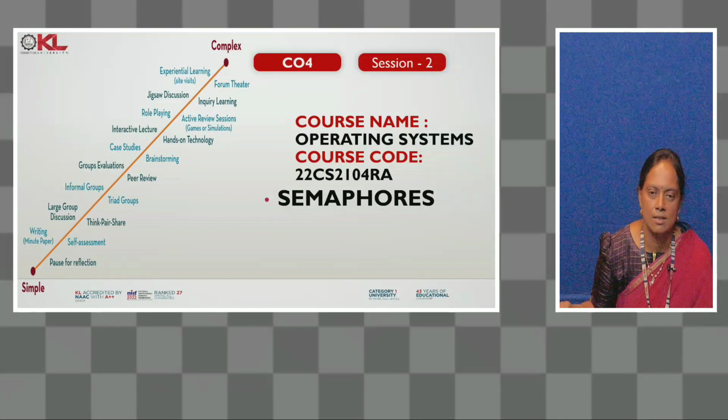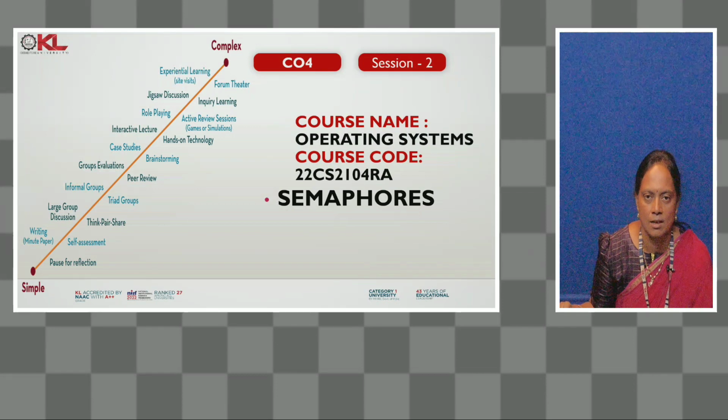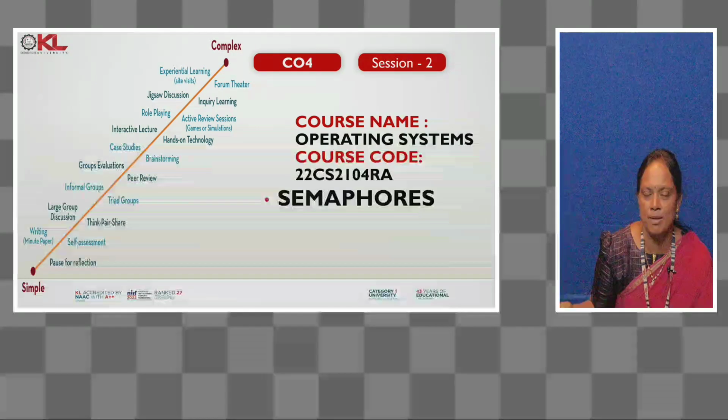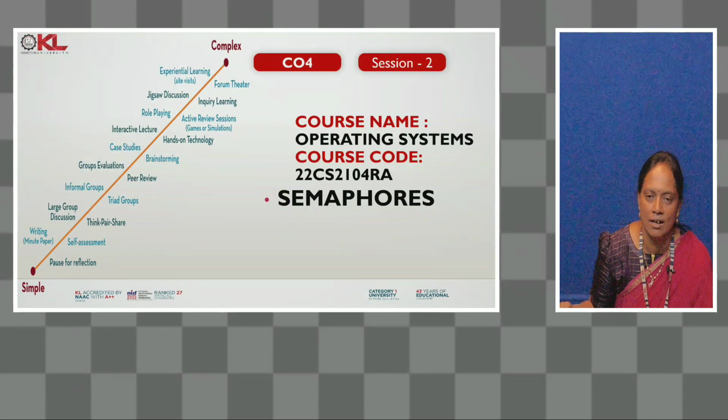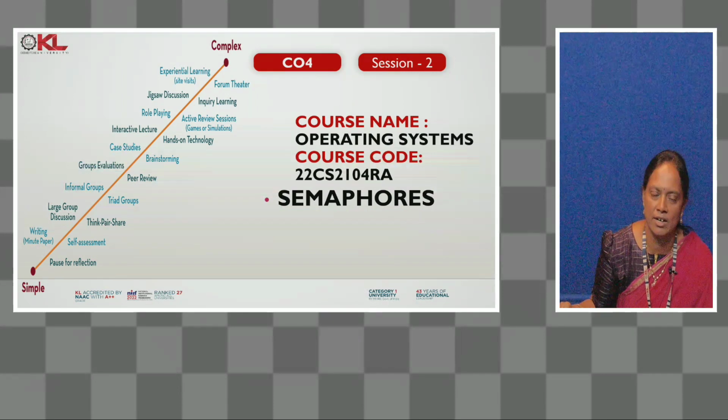Good morning students. Today we are going to discuss one of the process synchronization primitives called semaphores. Before discussing semaphores, we have to know what is meant by process synchronization, what is meant by a critical section, and what is meant by a race condition. The main aim of the semaphore is to solve the critical section problem and to avoid the race condition in process synchronization.